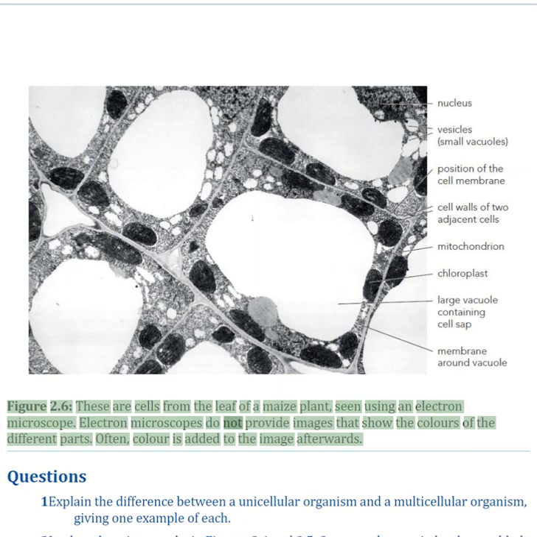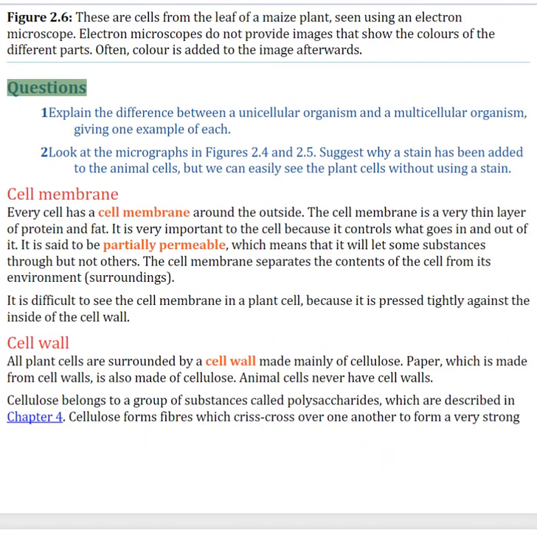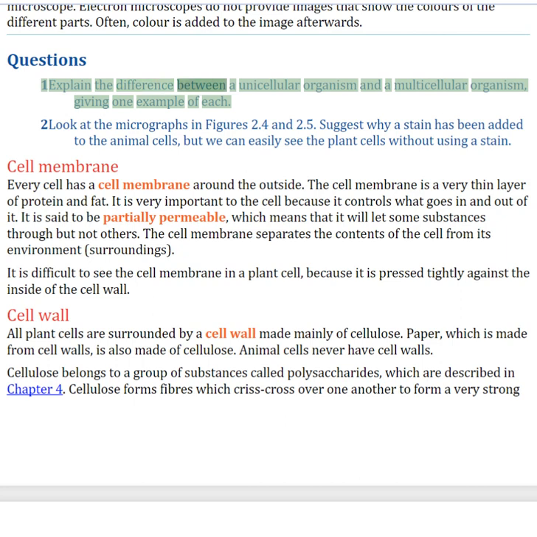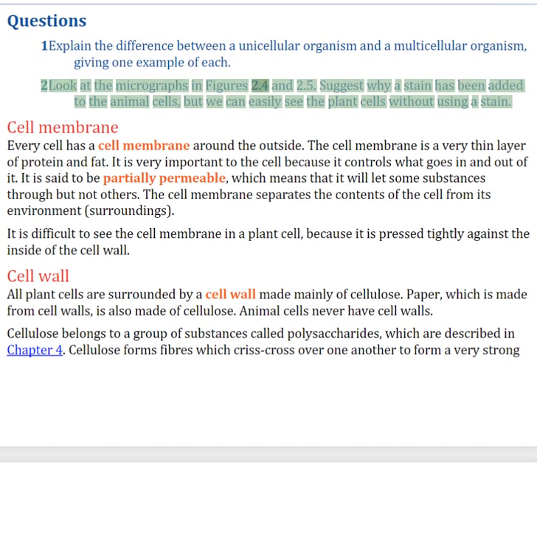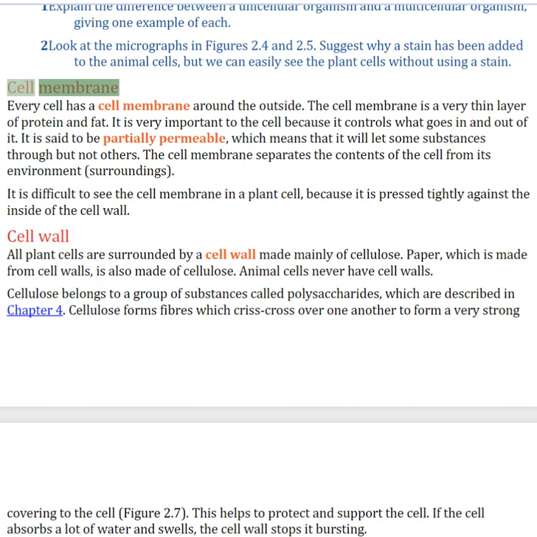Electron microscopes do not provide images that show the colors of the different parts. Often, color is added to the image afterwards. Questions. 1. Explain the difference between a unicellular organism and a multicellular organism, giving one example of each. 2. Look at the micrographs in figures 2.4 and 2.5. Suggest why a stain has been added to the animal cells, but we can easily see the plant cells without using a stain.